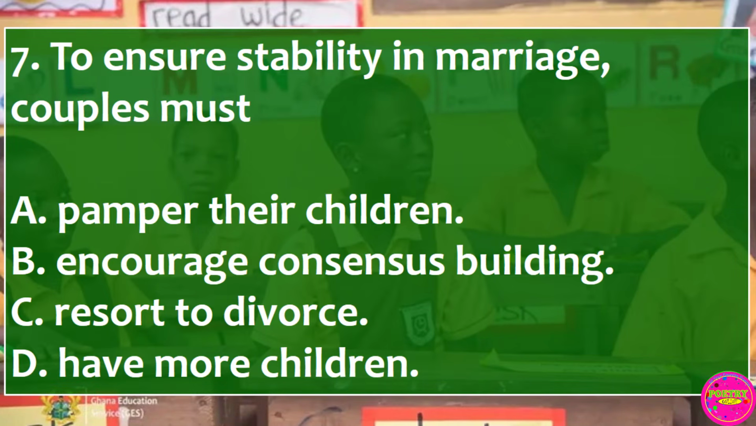Question 7. To ensure stability in marriage, couples must A. Pamper their children, B. Encourage consensus building, C. Resort to divorce, D. Have more children. The correct answer to this question is B. Encourage consensus building.